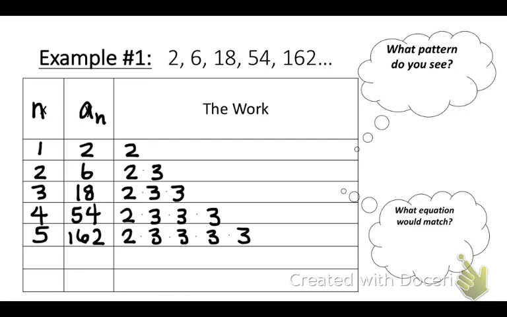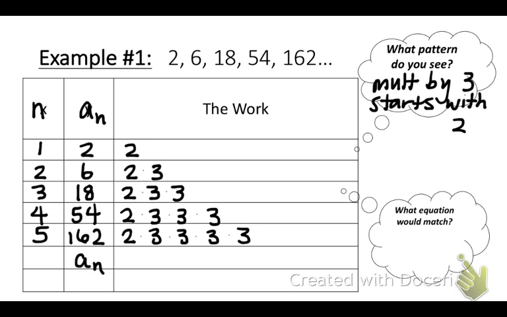So what pattern do we see? We see that it multiplies by 3 and that it always starts with 2. So let's make an equation that matches this. In order to find a sub n, what number would we start with? What number did we always start with? We always started with 2. And then we're going to have to multiply it by what number?